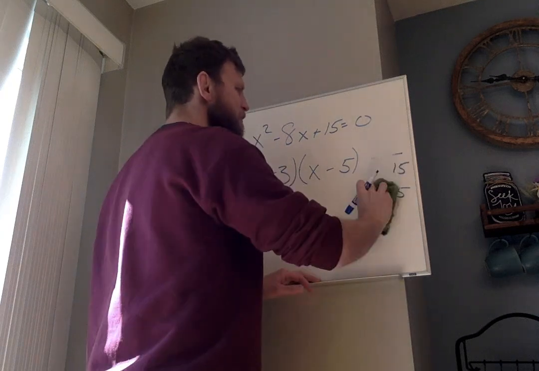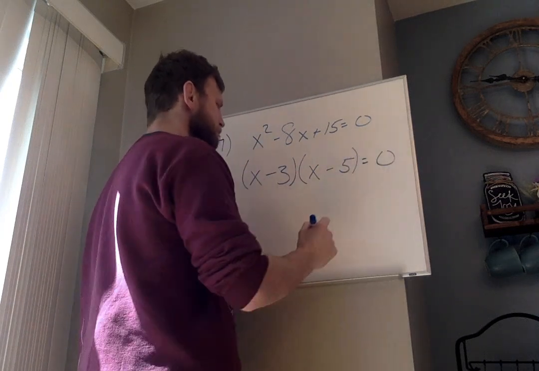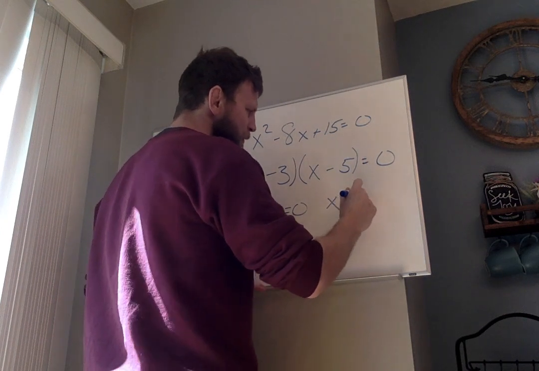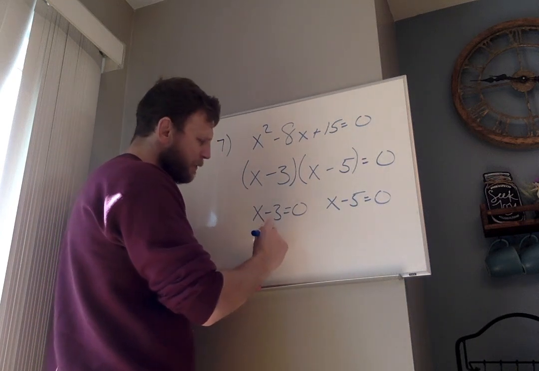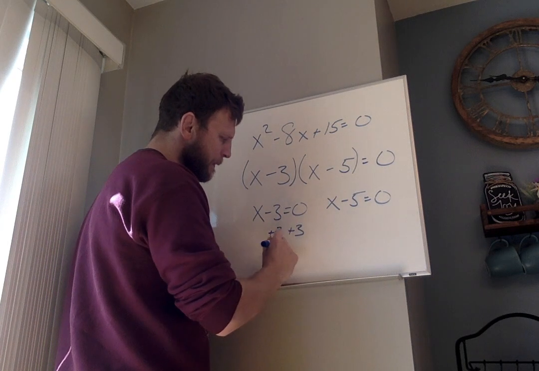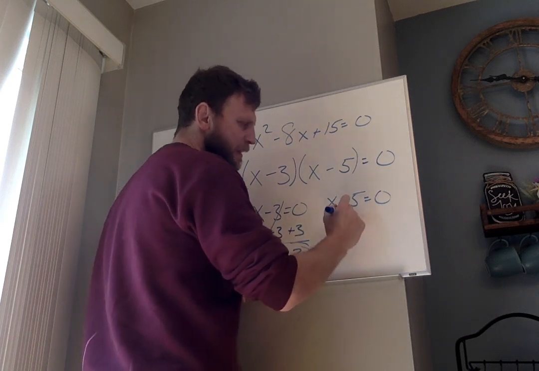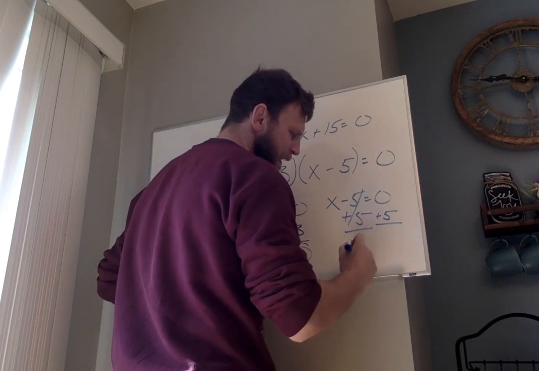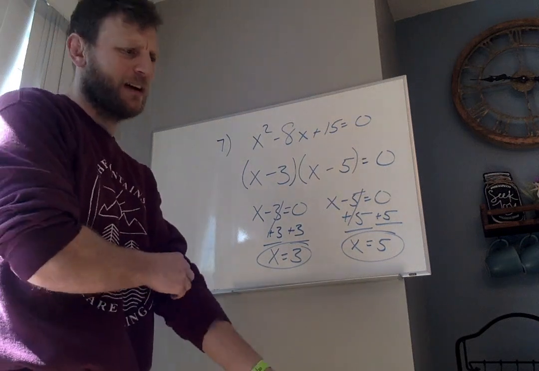Let me get rid of this. So I have equals 0. So I'm going to do x minus 3 equals 0 and x minus 5 equals 0. I'm going to solve each of these, okay? So I'm going to add 3 to both sides. That's going to give me x equals 3. And here I'm going to add 5. I'm going to get x equals 5. So there we go. That's number 7.